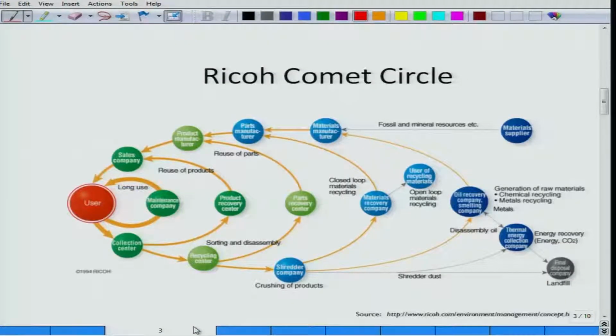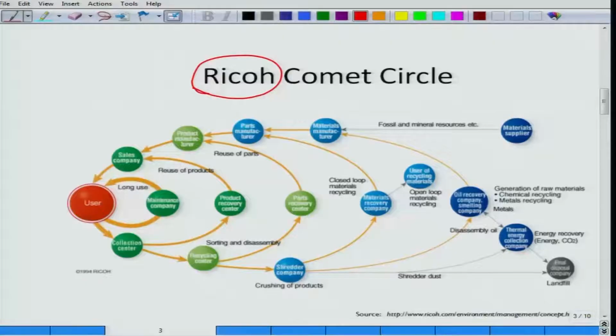This is known as the Ricoh Comet Circle. Ricoh is a company that manufactures printers and some other electrical and electronic stationery instruments like paper shredders, printers and products like that. Ricoh came up with this comet circle in which they represent the various flow of the material from the user. Why is the word comet used here?